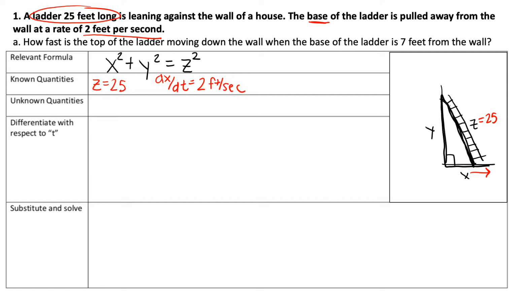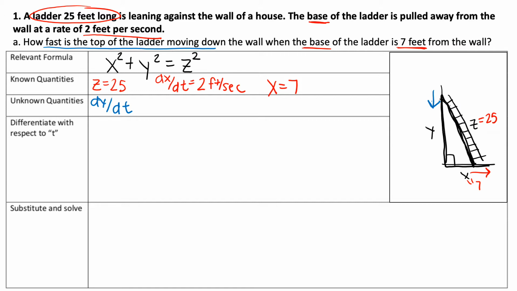And then for part A, we want to determine how fast is the top of the ladder moving down. So we want to find this rate of change. So we're actually looking for dy/dt here, when the base of the ladder is 7 feet from the wall, so when our x value equals 7. So we've read through our problem, we've identified everything that we know and everything that we're looking for.